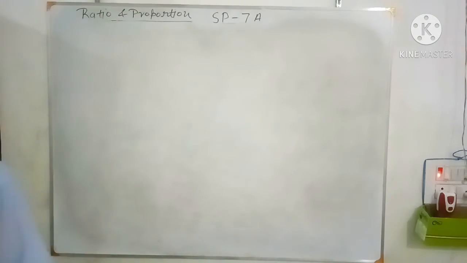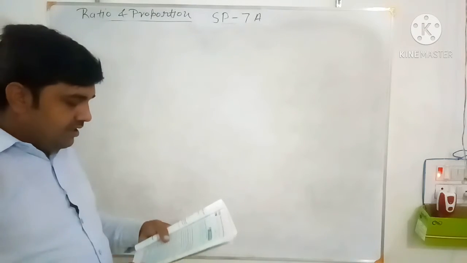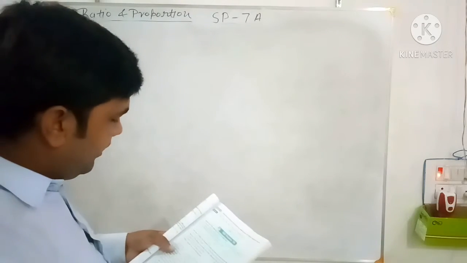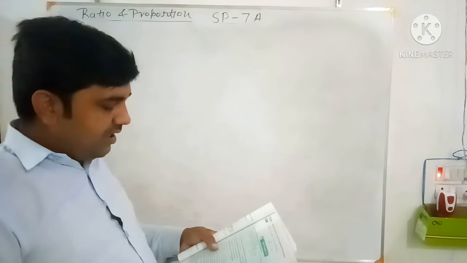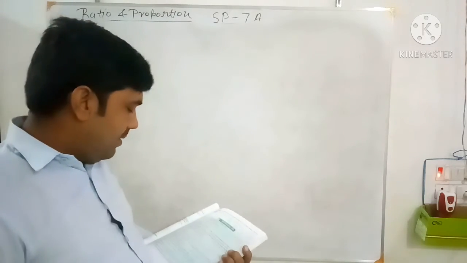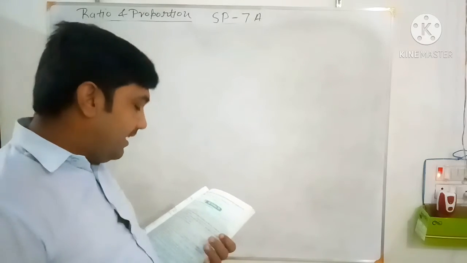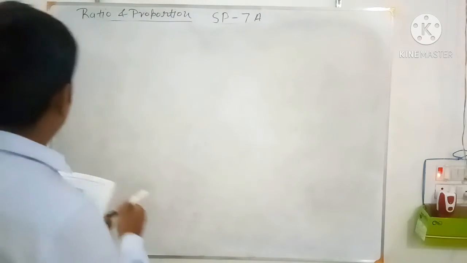Now see the question number 5. Write the ratios in order from the least to greatest. Similarly, you find the ratios which is greater and which is smaller. So from least to greatest, the least ratio you put it first, and after that you put the greater one, and at the last you put the greatest one. Okay, see the question number 5, how you do it.